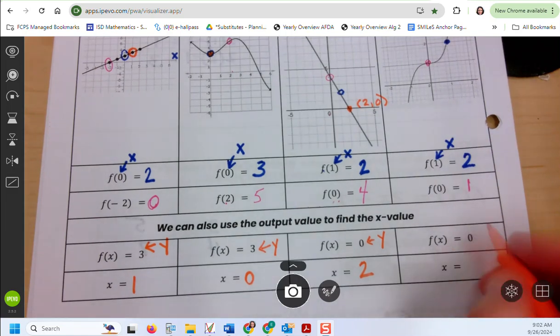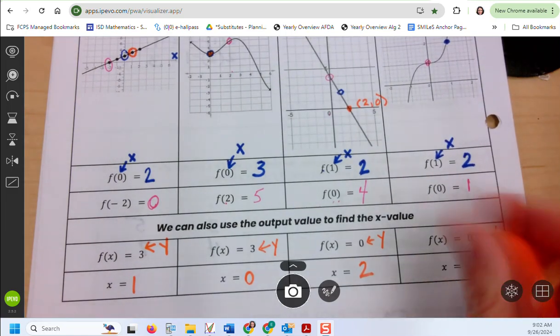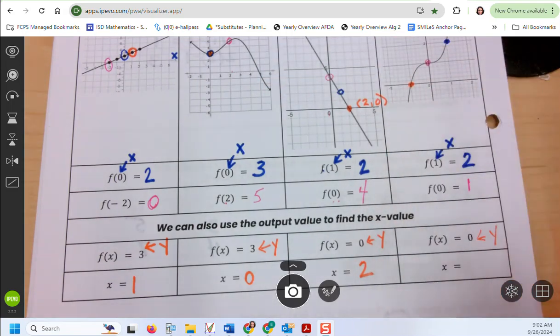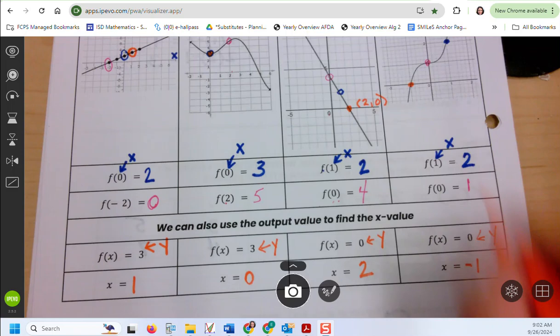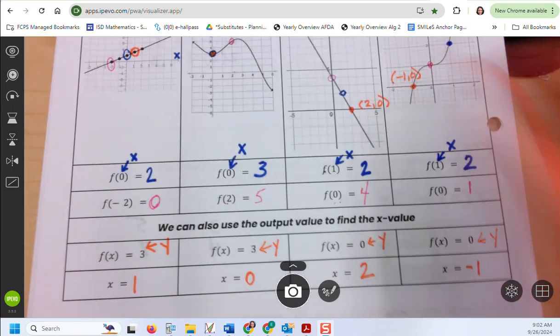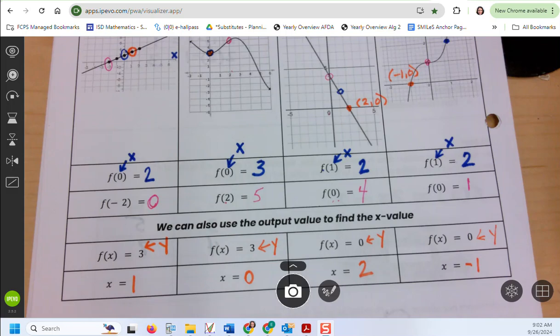Okay, this one here, when y is 0, that's down here. When y is 0, x is negative 1, because this point here is negative 1 comma 0. All right, so this is just reading the graph. Looking at the graph, given an x value, find the y value, or given a y value, find the x value. I think we only have one page left, right?